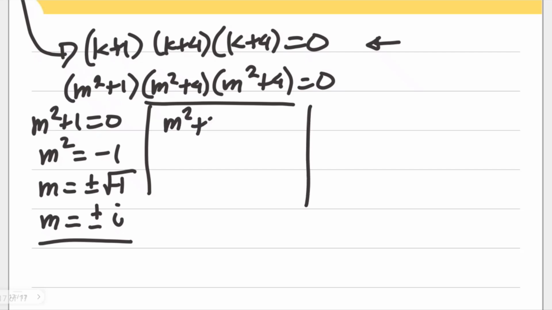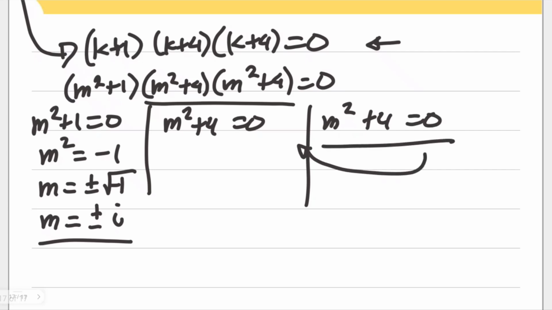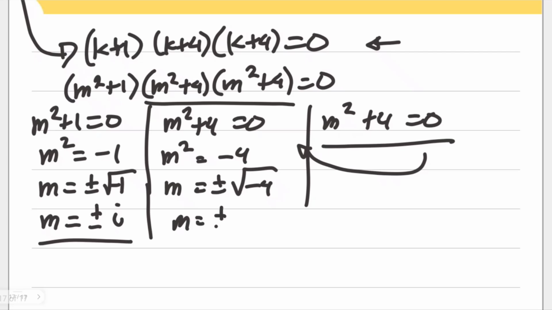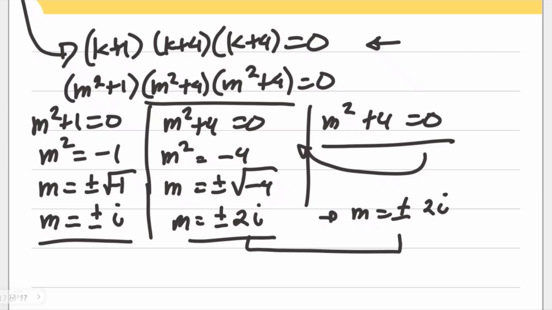m squared plus 4 is equal to 0. No need to do this again because it's just the same as that. Hence, repetition. m squared is equal to minus 4. Taking the square root of both sides, you will have plus minus the square root of negative 4. m is equal to plus minus 2i. And again, this is also the same here, plus minus 2i. So there is a repetition on the roots.